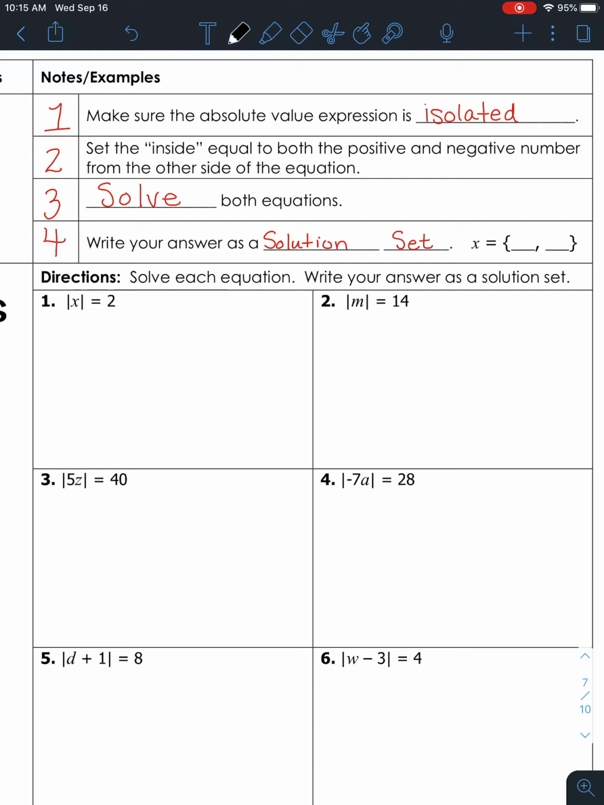Number 2, you're going to set the inside equal to both the positive and negative number on the other side of your equal sign. You're going to solve both equations, and then you're going to write the answer as a solution set. So let's go ahead and try some examples here.